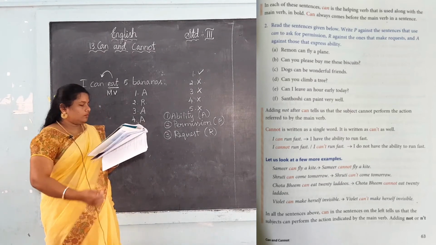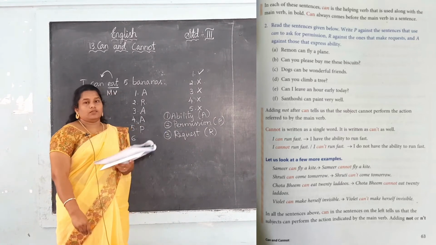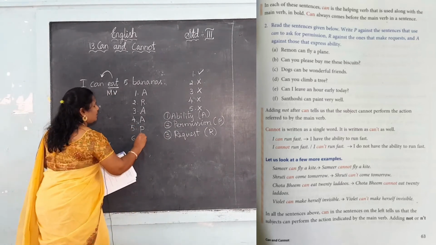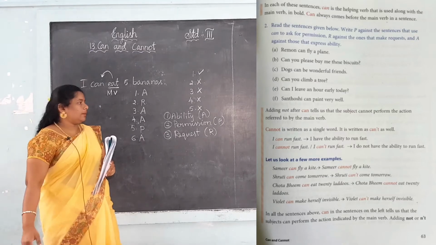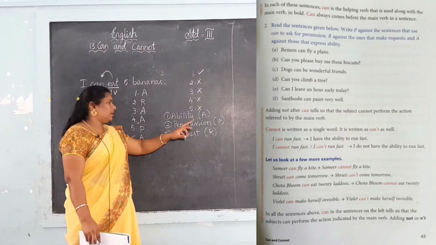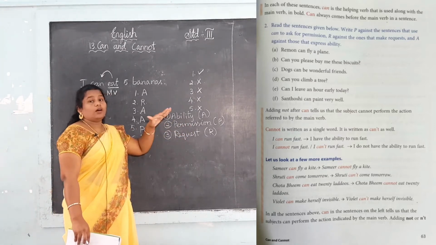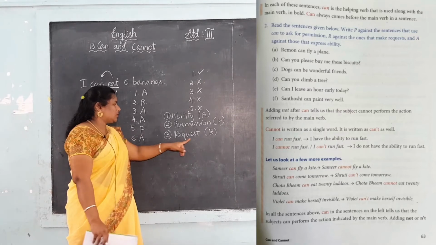Next, sixth one, Santoshi can paint very well. So it is ability. அவனால நல்லா பெயிண்ட் பண்ண முடியும். Ability. Okay, ability means I can do. என்னால முடியும் அப்படிங்கிறதுக்கு ability. Permissionனா please. Okay, sorry, permissionனா asking permission. Okay, see next one, request.